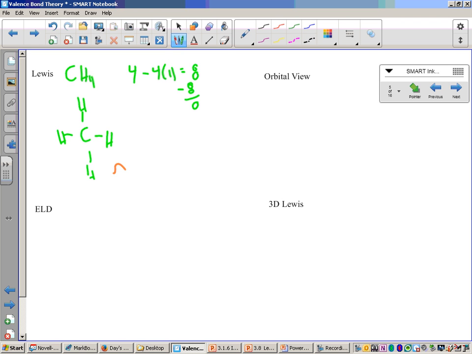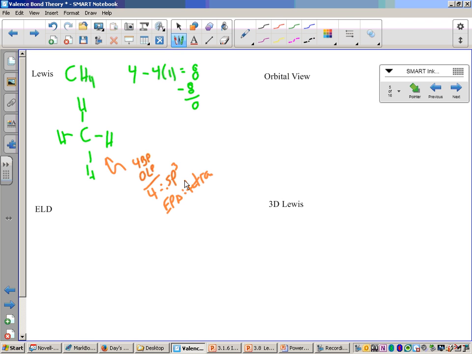Let's now take a look at our hybridization in here. So you can see here we've got 4 bond pairs, 0 lone pairs. That means we have 4, and therefore this is sp3 hybridized, and therefore the EPA is a tetrahedron.